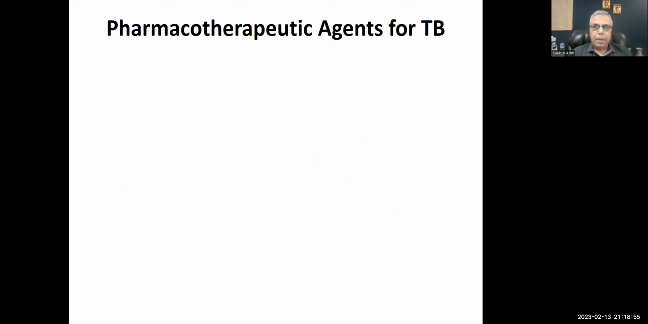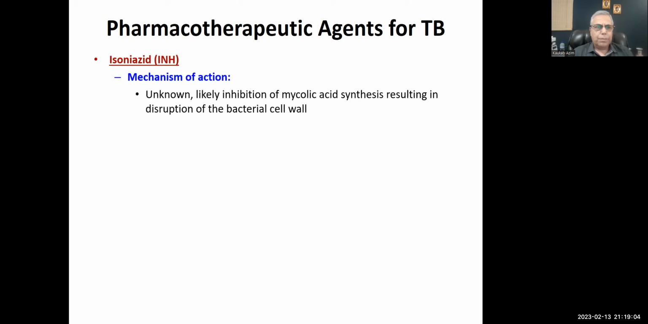Right. Isoniazid, now we go into a little bit of details of the drugs, the pharmacology, the mechanism of action. It is not exactly known, but likely it inhibits the synthesis of mycolic acid, resulting in disruption of the bacterial cell wall, okay? So once again, I will remind you that mycolic acid is in the cell wall. Initially, I said it is in the cell membrane, but it is a gram-positive organism. It has got a thick cell wall, so mycolic acid is present in the cell wall of the bacterium. It is bacteriostatic in resting bacilli and bactericidal in dividing bacteria, okay?